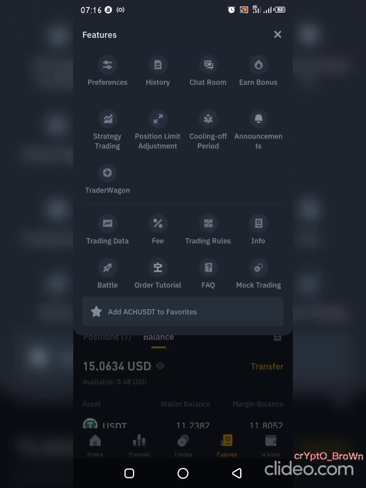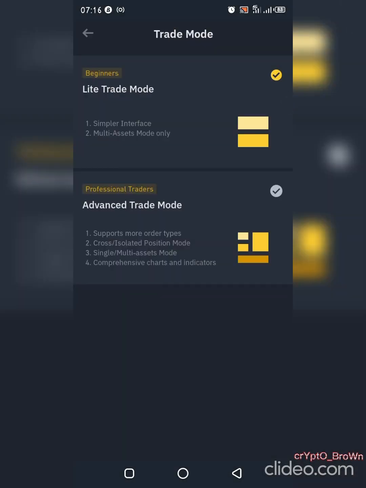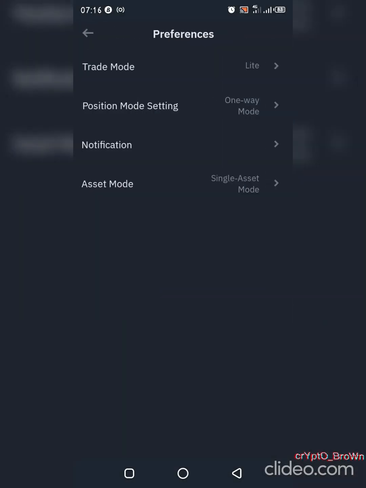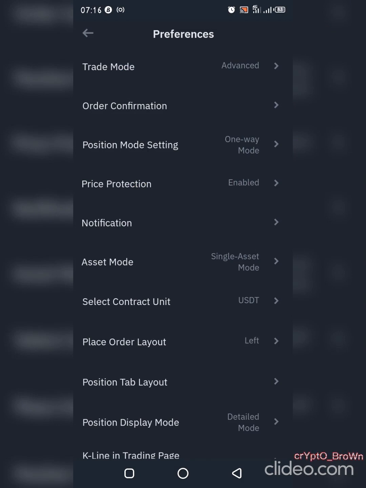Let's move on. For you to change the tab into the advanced mode, you need to select Preference. When you select Preference, you can see Trade Mode, Position Mode, and Notification. So you select Trade Mode and you change it into Advanced mode. Now at Advanced, you can see support for more order types, cross or isolated positions, single or multi-asset mode, and comprehensive charts and indicators. So you change into professional or advanced mode.